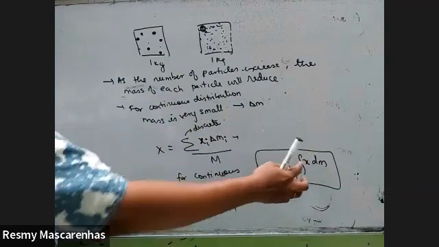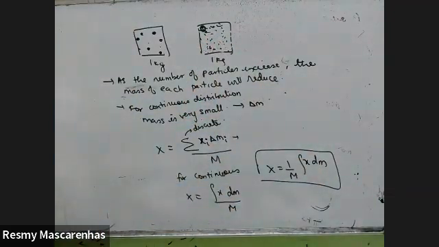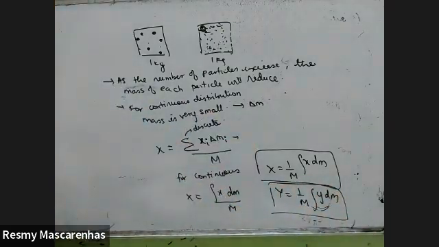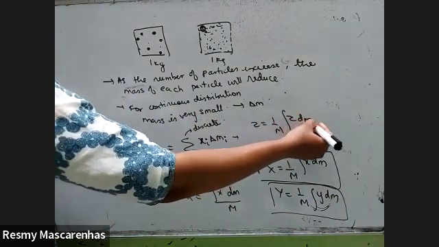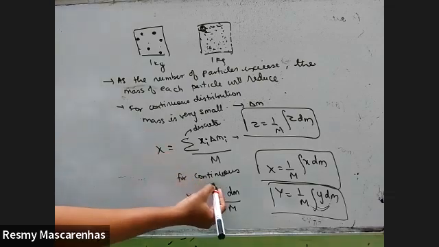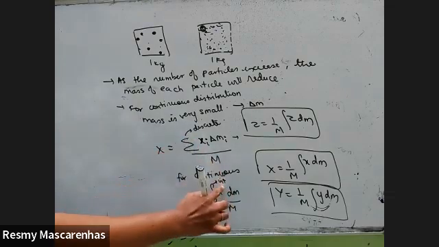This is why we use dm instead of m, because mass is very small for continuous. Same way y will be y dm over m, and in case you want to use z, z will be 1 by m z dm. So for continuous, instead of the summation sign, it is the integral sign, and instead of delta m or normal m, it is dm, because the mass is very small for continuous particles. This is a summation symbol, and this is an integration symbol for continuous.